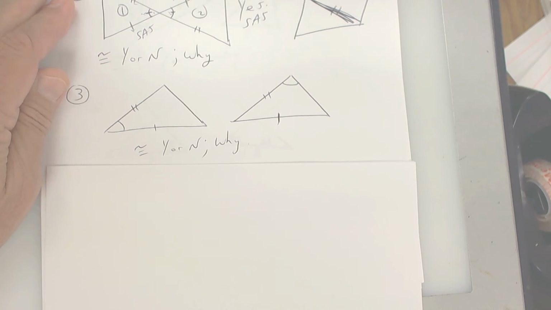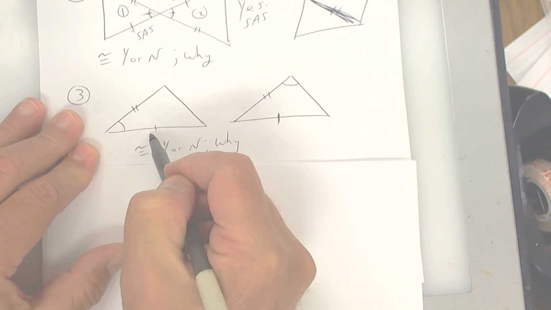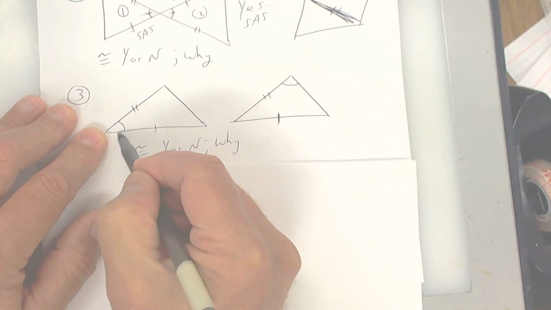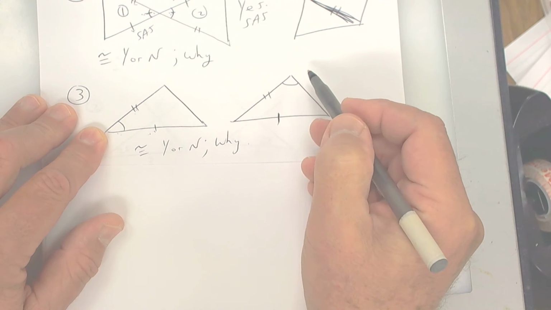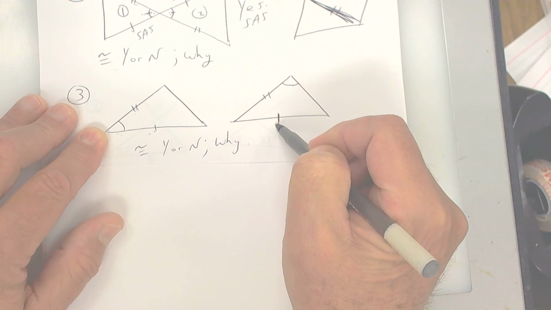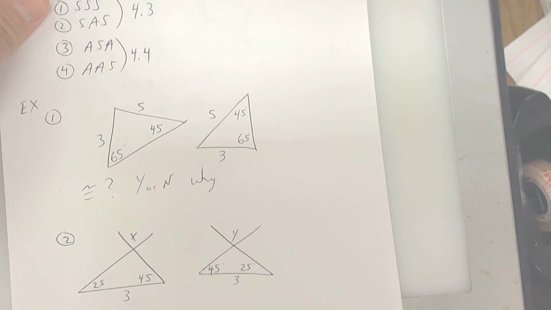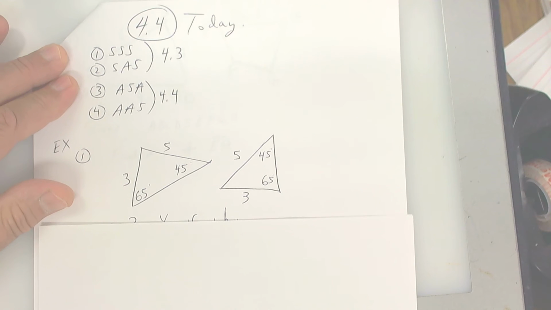All right, let's look at this one. This one is 1 mark, 1 stripe, 1 angle, and then 2 stripes. So that's side, angle, side. But this one is angle, side, side. So this is a no. It's not congruent. Today we're going to learn 2 more congruencies. So put away your bell work. On a new sheet of paper, copy down everything you see.